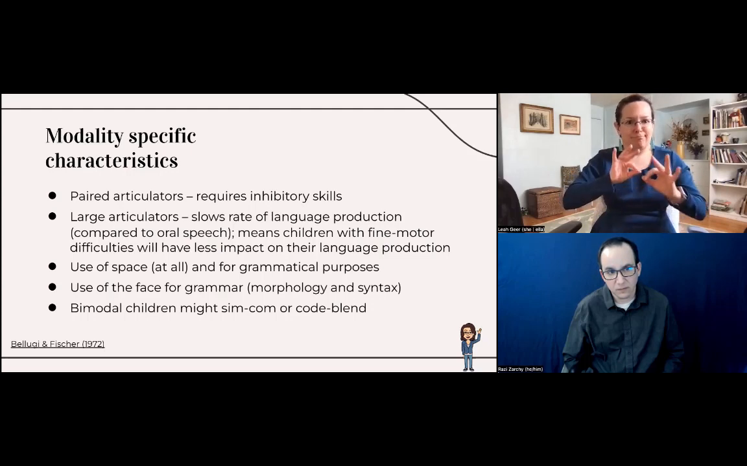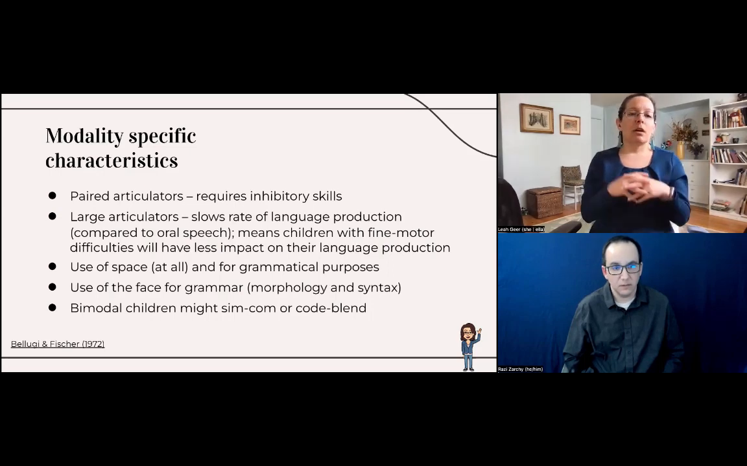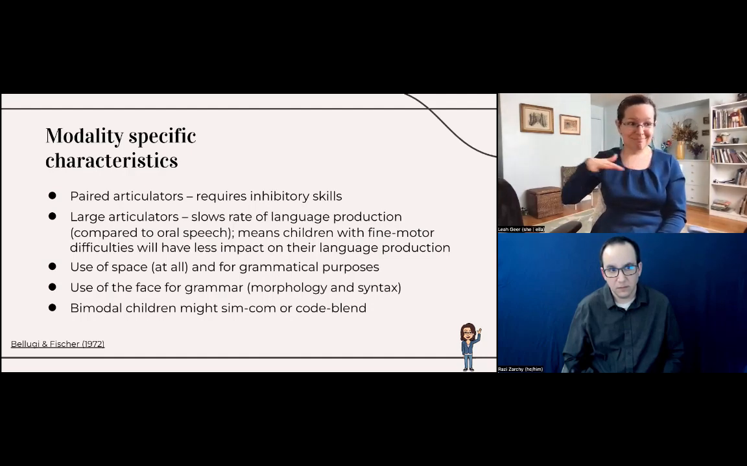It can relieve some of the stress when we understand that within signed languages, again, palm orientation, for example, would have a larger impact than hand shape. Well, maybe we don't need to stress so much about hand shape for this particular child, right? Next on our list is use of space.